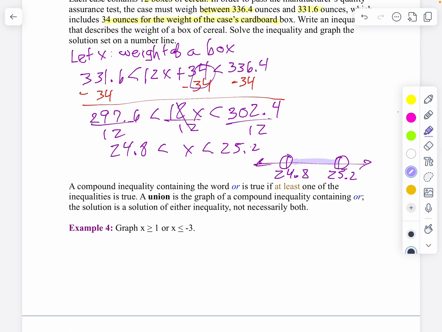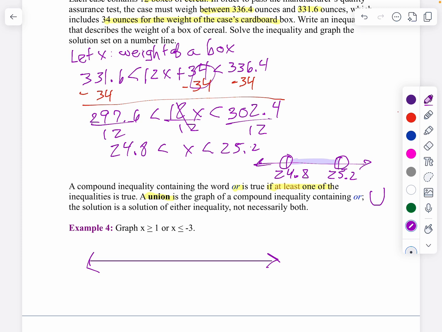Now the next type of compound inequality is going to be an OR inequality. Think about what OR means. One or the other. So you just have to have at least one of them being true. A union is how we would describe it. The symbol for a union looks like a U. U for union. So it means both of them. This one's pretty simple because you just graph them both on the same number line, but they're two separate problems.